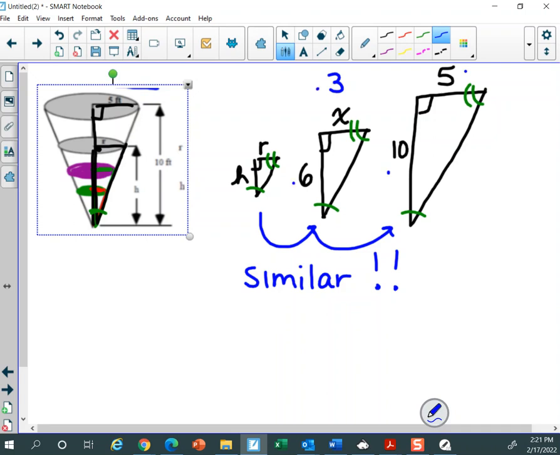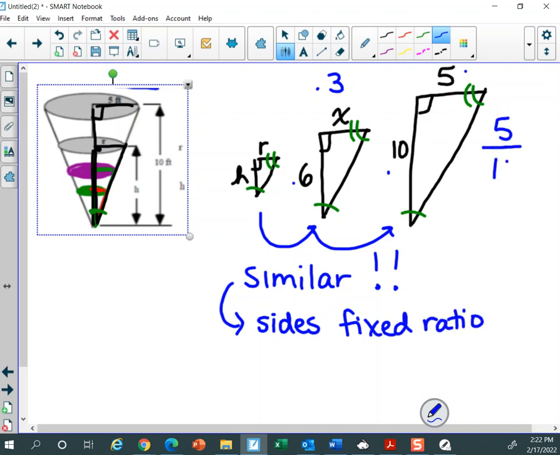So that's what has to be here because similar triangles, your sides in the similar triangle have to be in a fixed ratio. So since this side is one leg to the other is 5 to 10 or a half, then this one would also have to be the same as 5 to 10 or a half. And if X to 6 is a half, then X would be 3. Awesome.